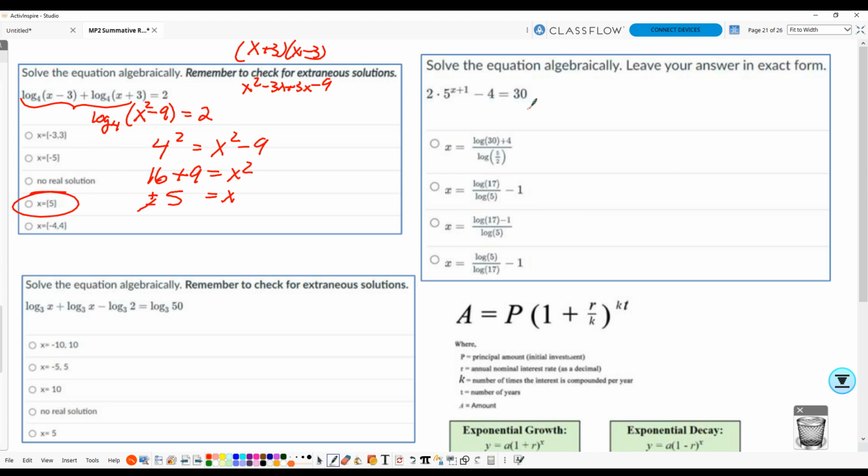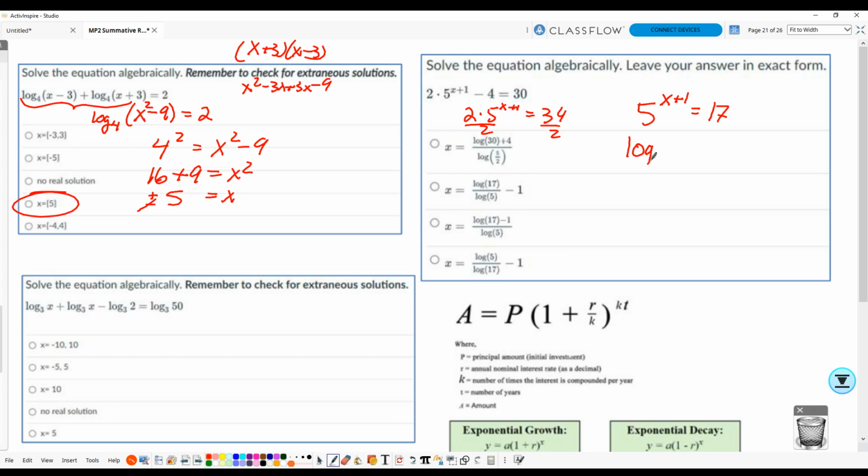Over here, peeling things apart one at a time. 2 times 5 to the x plus 1. Add 4 to both sides. Now undo the multiply by 2 by dividing by 2. 5 to the x plus 1 equals 17.